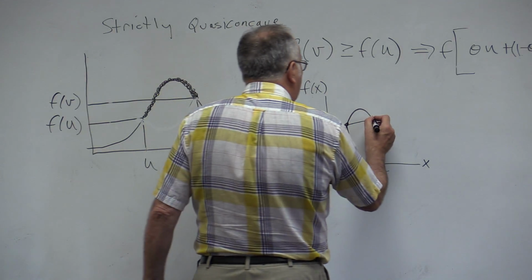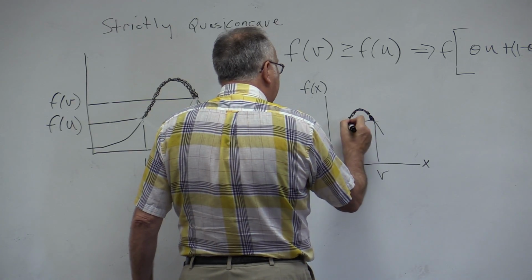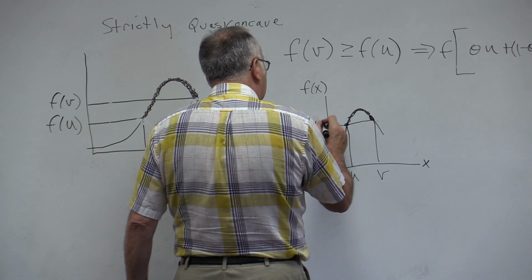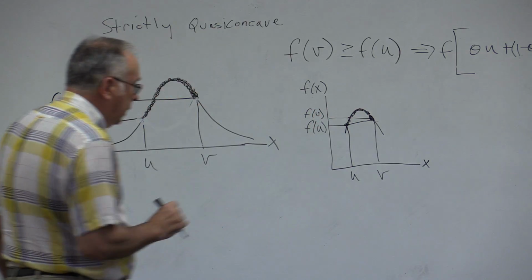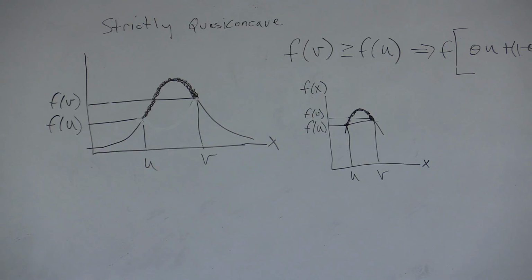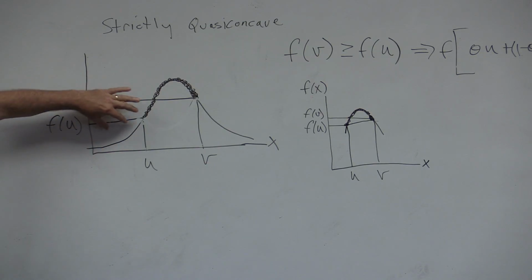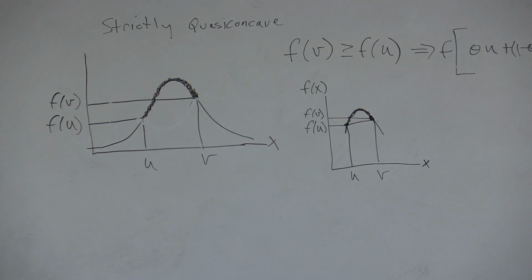See, for quasi-concavity, all you need is for these values to be greater than the lower value, f of u. f of v looks like it's a little bit higher. So this is certainly strictly quasi-concave, but it's also strictly concave. Quasi-concavity would allow for this shape to have a bell shape. Notice in this case right here, it wouldn't be strictly concave. Why wouldn't the curve on the left be strictly concave?